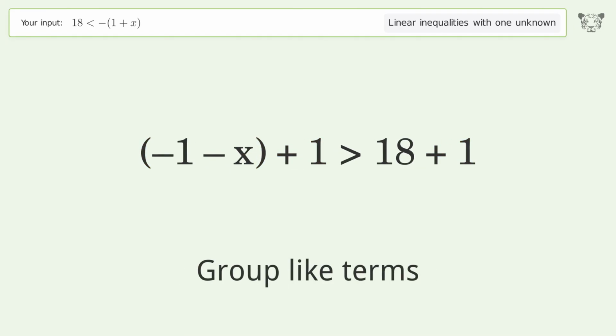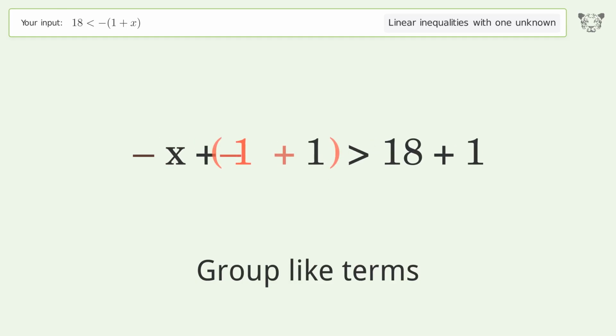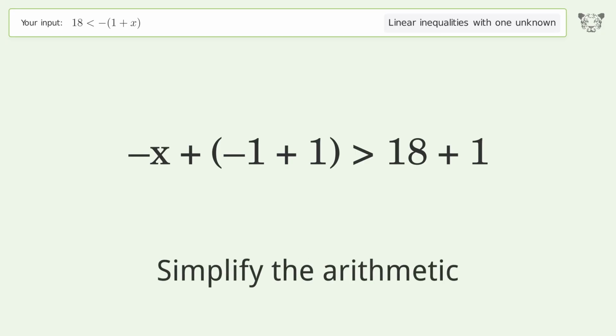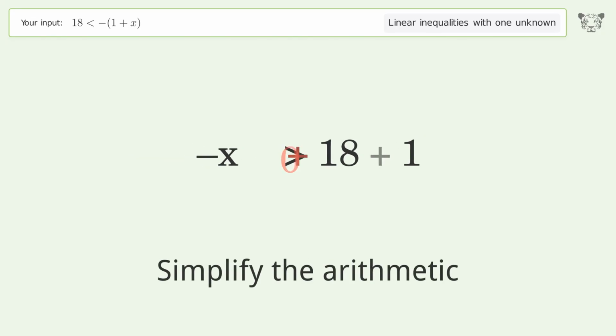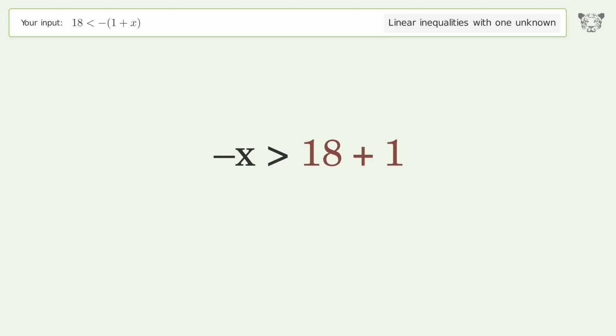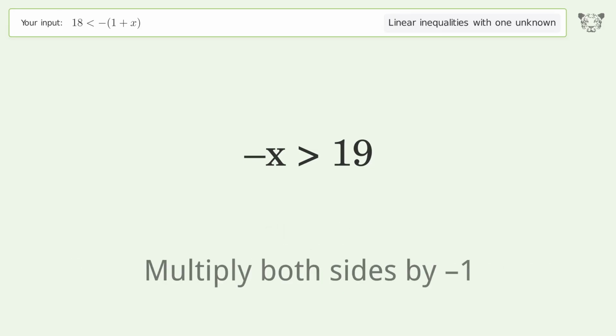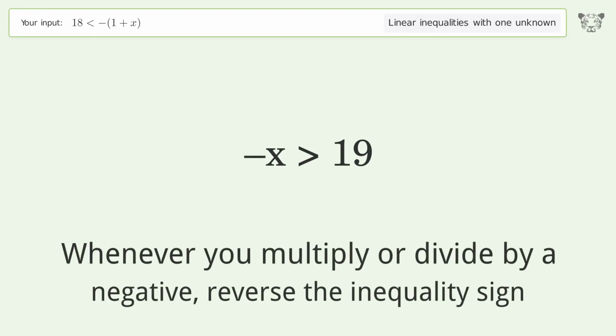Group like terms. Simplify the arithmetic. Convert the x into a positive number. Multiply both sides by -1. Whenever you multiply or divide by a negative, reverse the inequality sign.